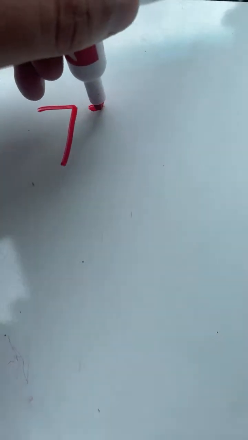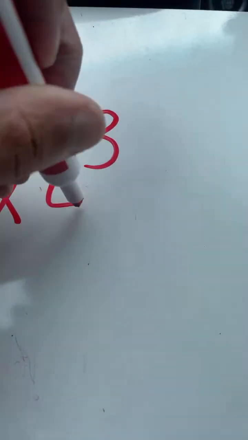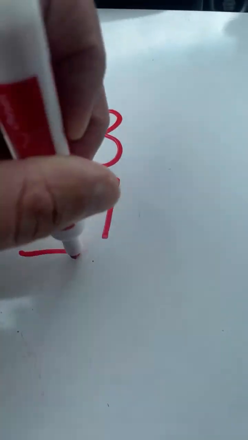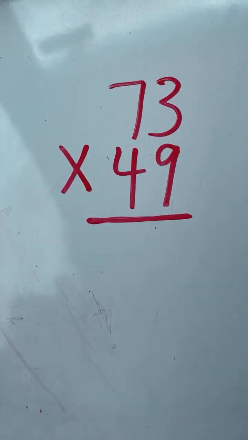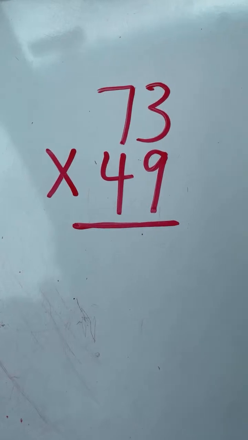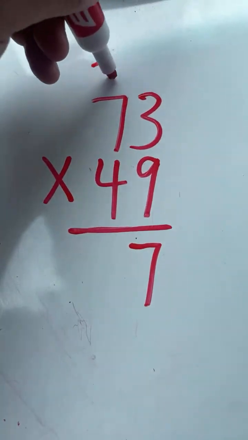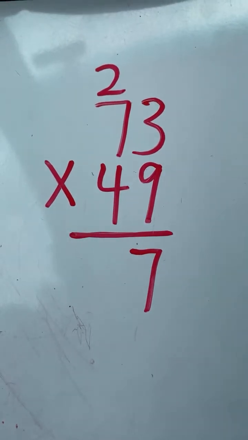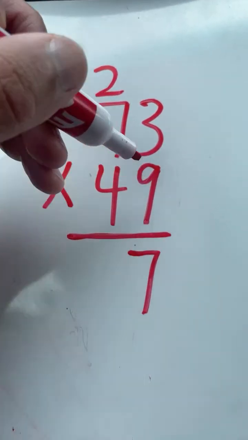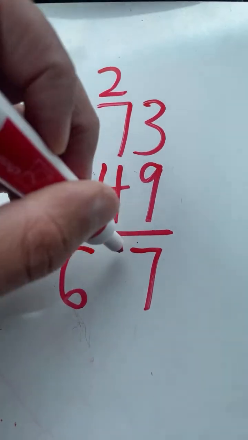All right, 73 times 49. So we start in the ones place. 3 times 9 equals 27. 7, carry the 2. 7 times 9 equals 63, plus 2 equals 65.